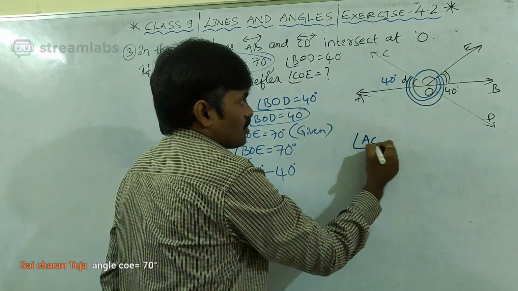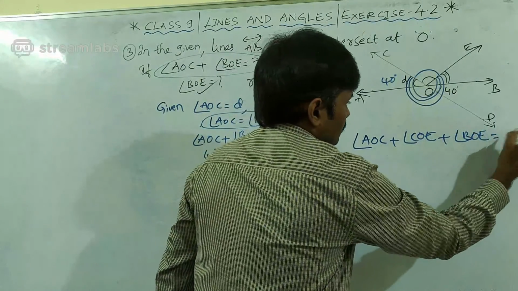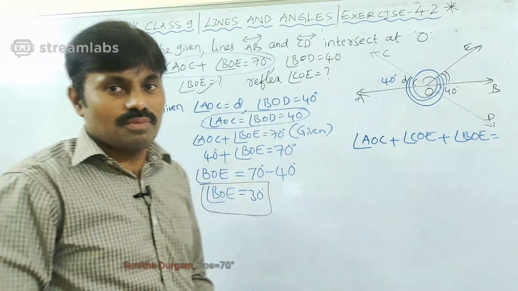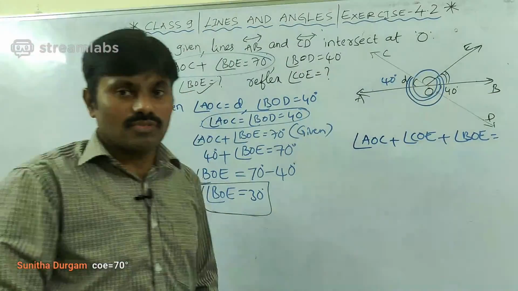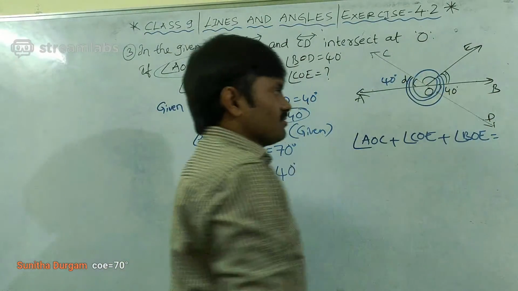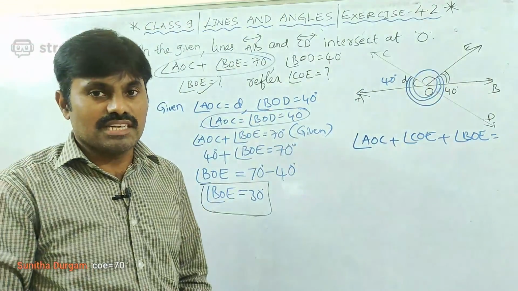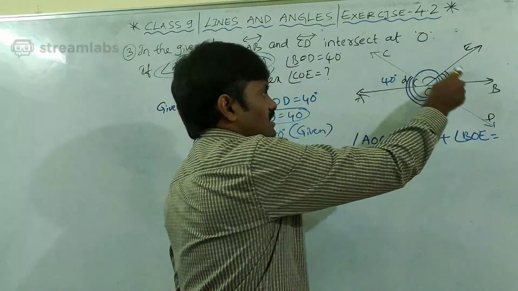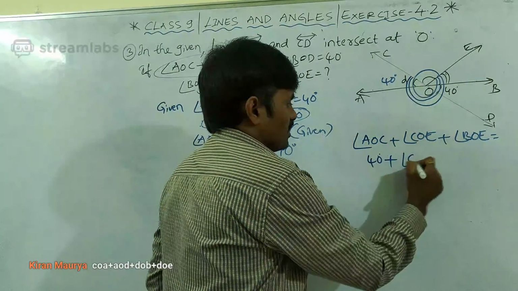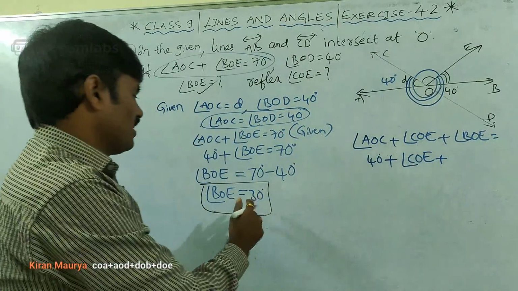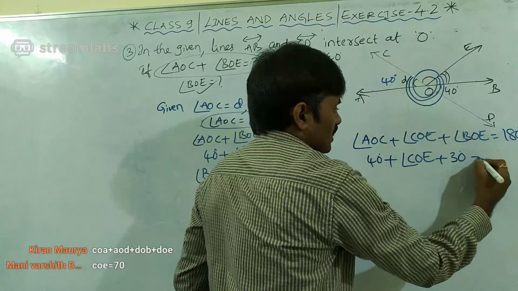What is that? Angle AOC plus angle COE plus angle BOE, how much is the sum of these three angles? Very good, 180 degrees, since these three angles are forming a straight line. So 40 degrees plus angle COE, the unknown quantity, plus angle BOE, whose value we found here as 30 degrees, is equal to 180 degrees.